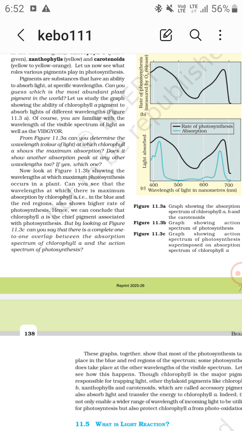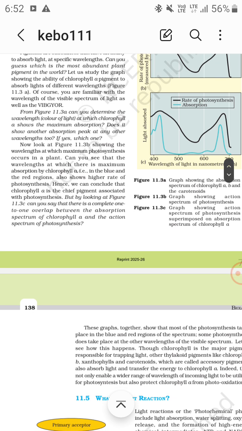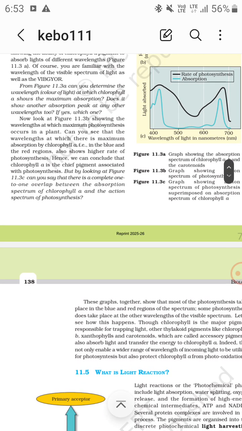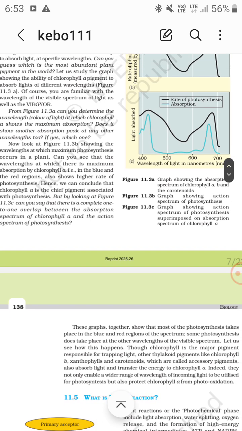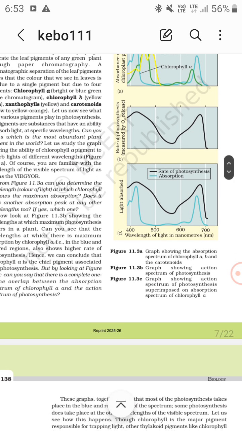The blue and red region also shows higher rate of photosynthesis. Okay, so you see there is complete one-to-one overlap between the absorption spectrum of chlorophyll A and the action spectrum of photosynthesis. You see the photosynthesis maximum in the absorption spectrum of chlorophyll A and B, which absorbs red and blue light, right?